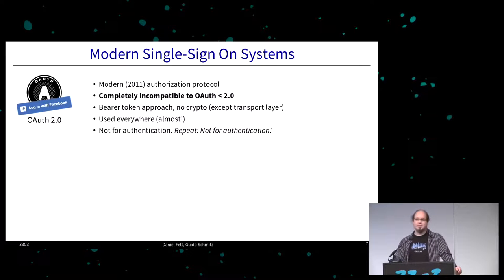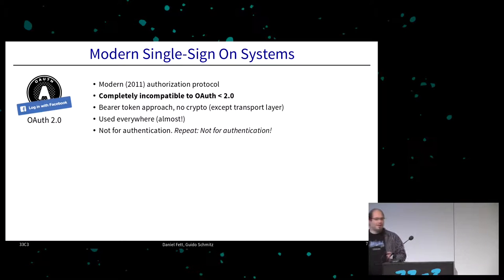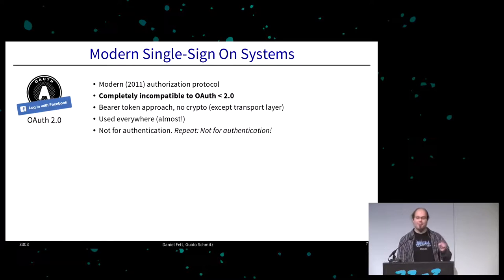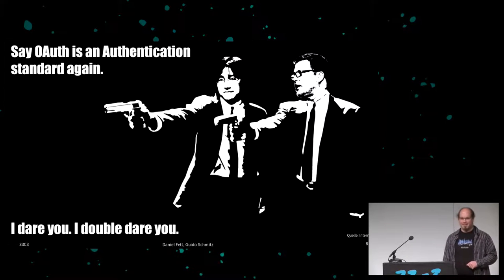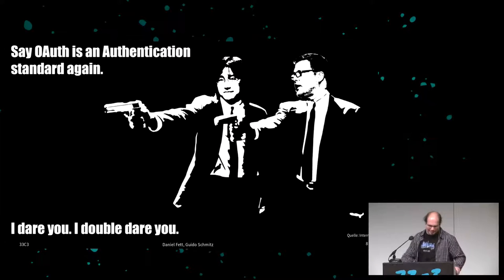And OAuth 2 is used almost everywhere. So it's the most popular of these systems. But it has never been developed for authentication. And really, it's not meant for authentication. And if you Google for OAuth 2 and authentication, you after some time stumble upon the following picture. So these two guys are members of the OAuth working group, and they really insist it's not meant for authentication at all. It's just for authorization.